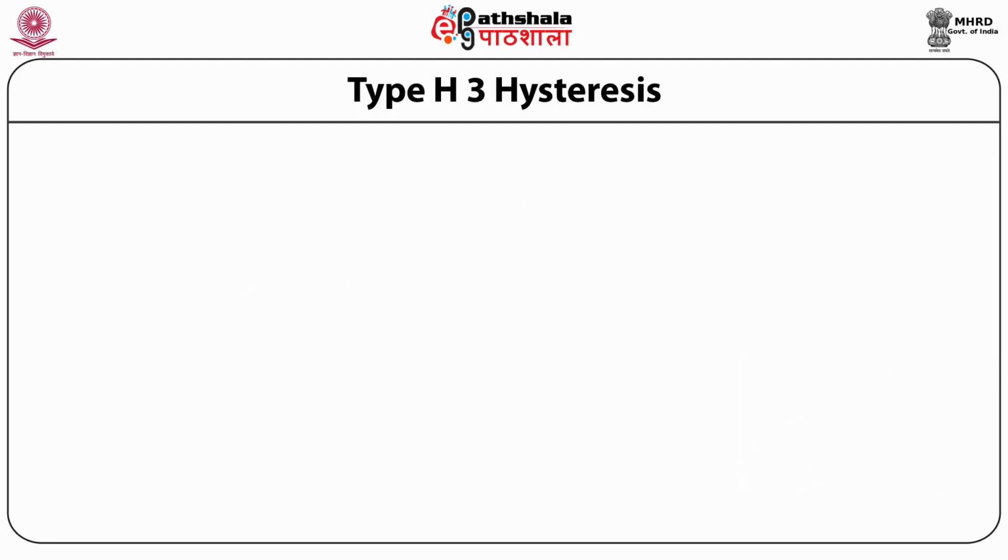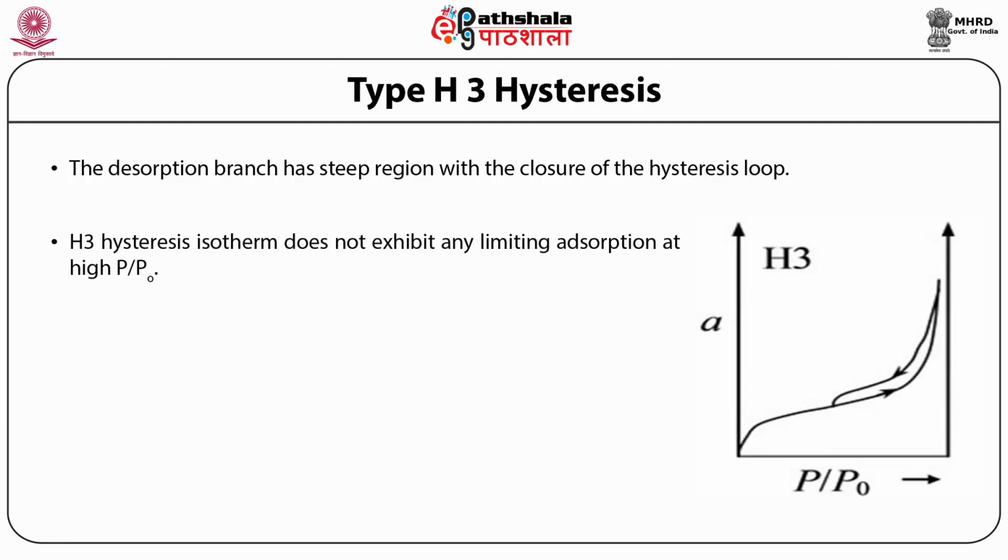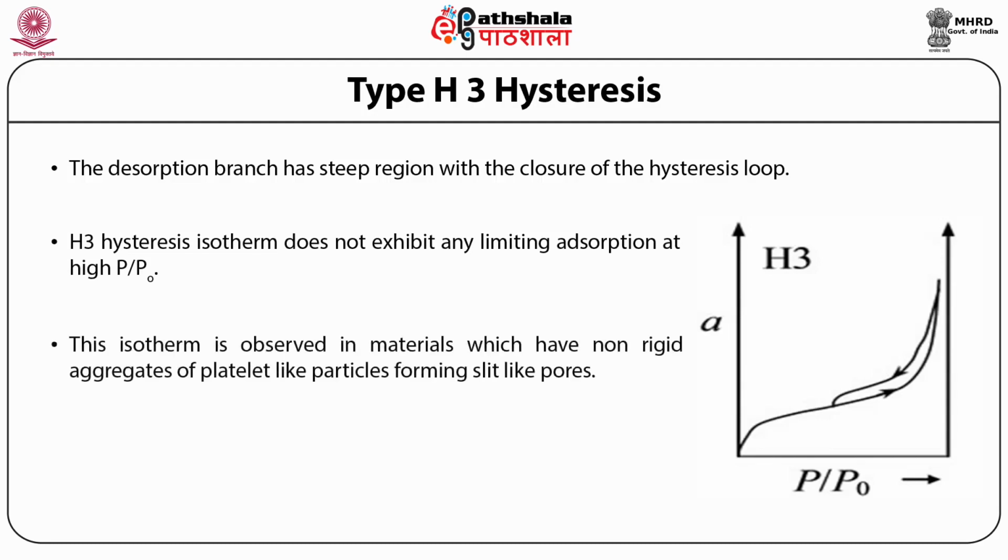The type 3 hysteresis. In type H3 hysteresis, the desorption branch consists of a steep region, as shown in the graph. It consists of a steep region with the closure of the hysteresis loop. H3 hysteresis isotherm does not exhibit any limiting adsorption at high P upon P naught. This isotherm is observed in materials which have non-rigid aggregates of platelet-like particles forming slit-like pores.